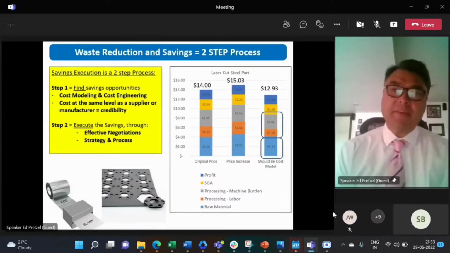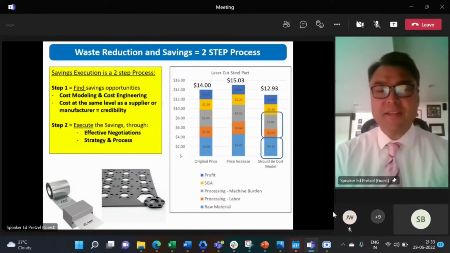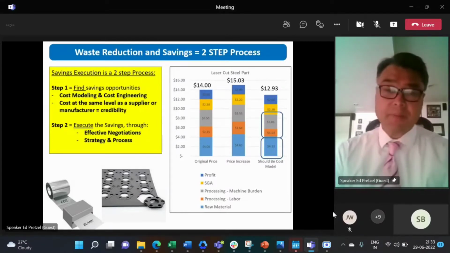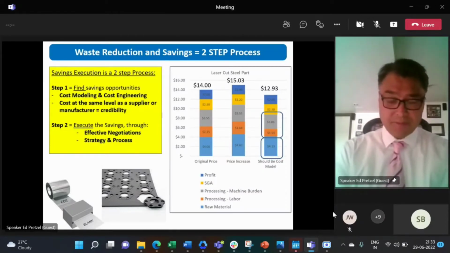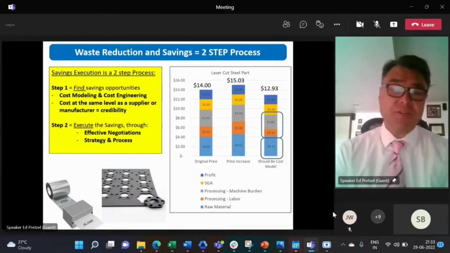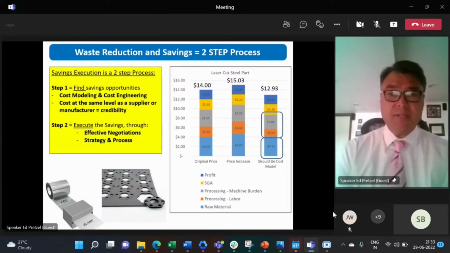When you think about savings and cost management, really it's a two-step process. Step one is we have to find savings opportunities. We're very good at using cost modeling and cost engineering to identify those opportunities. We cost at the same levels as manufacturers or suppliers, and that's very important for credibility. Credibility sets us up for step two, which is effective negotiations. We'll talk about that today: what is the strategy and the process for an effective negotiation using cost modeling and cost engineering?